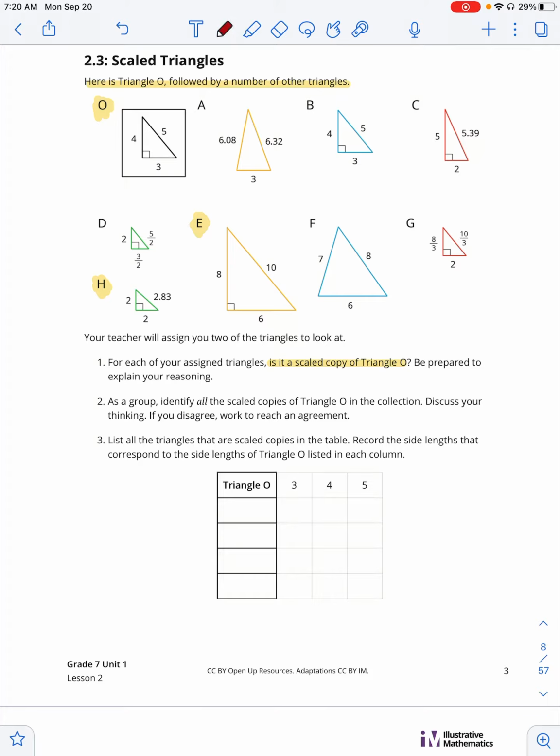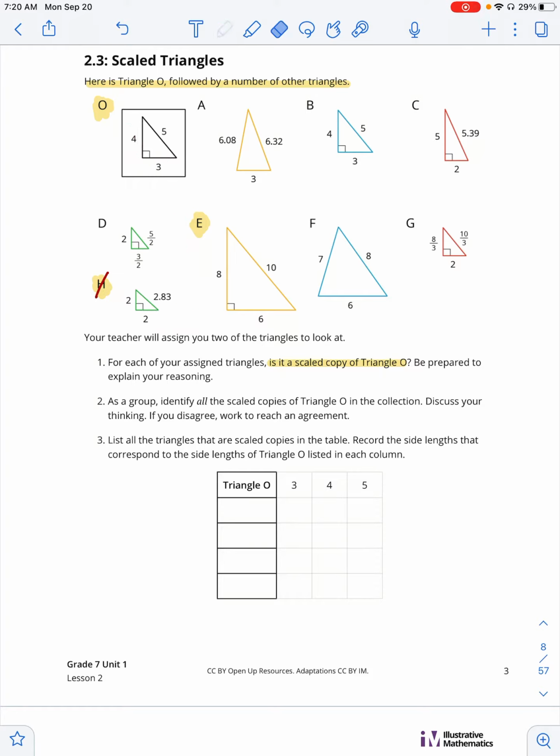First, you might have noticed that in triangle H, you could base to, which is in the original triangle. So it is not a scaled copy because we can't multiply each side of the triangle times the same thing to get back to our original.